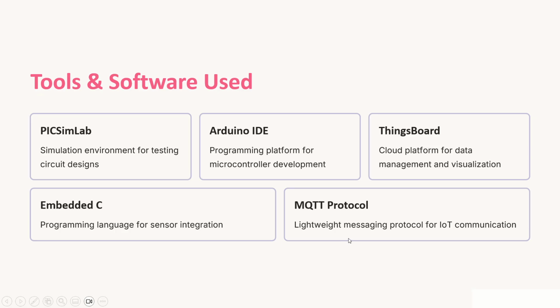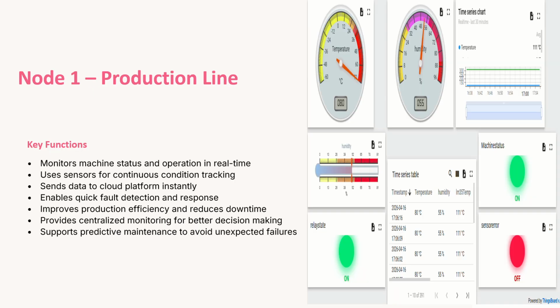Next, MQTT protocol, which is a lightweight messaging protocol for IoT communication. For example, if we take data and try to use it for communication, we can use the MQTT protocol.